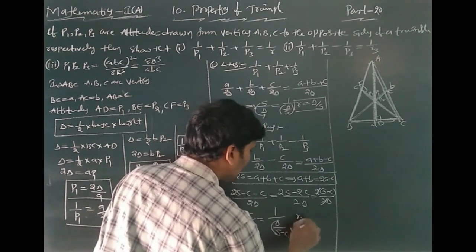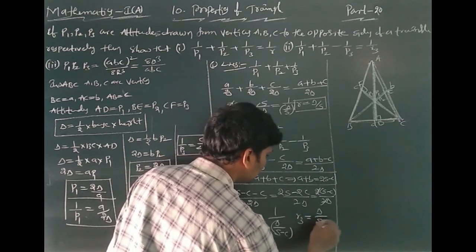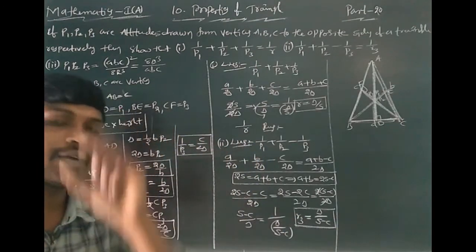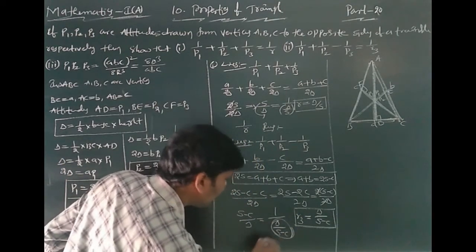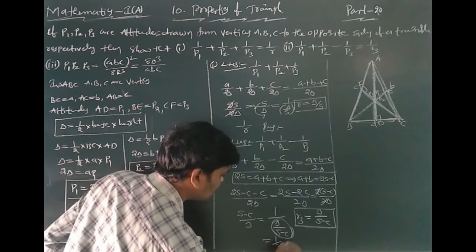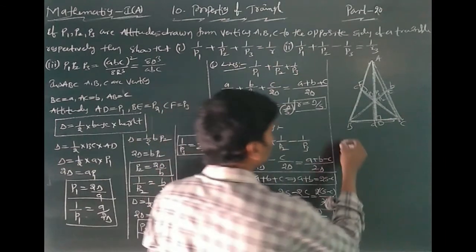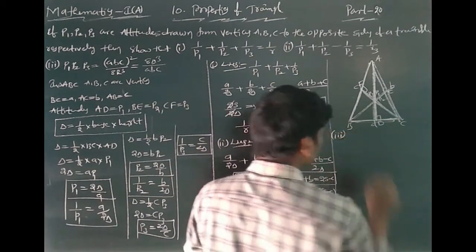You know that R3 value is delta by S minus C. This formula is there or not there? This formula is there: R3 equal to delta by S minus C. That's why you can write delta by S minus C is nothing but 1 by R3. This is the RHS part. Correct or not, students? RHS part? Correct one. Next it goes to the third problem.